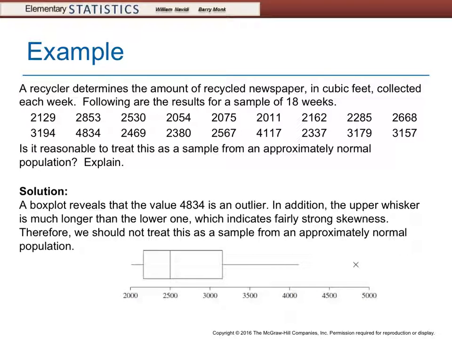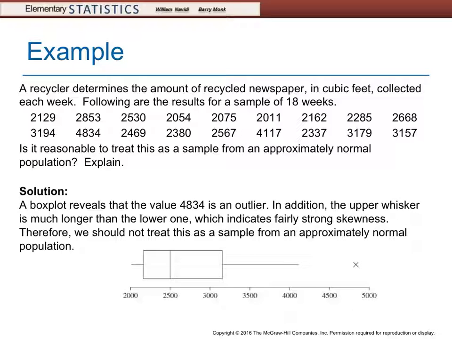Here's another example. A recycler determines the amount of recycled newspaper, in cubic feet, collected each week. Following are the results for a sample of 18 weeks. Is it reasonable to treat this as a sample from an approximately normal population?